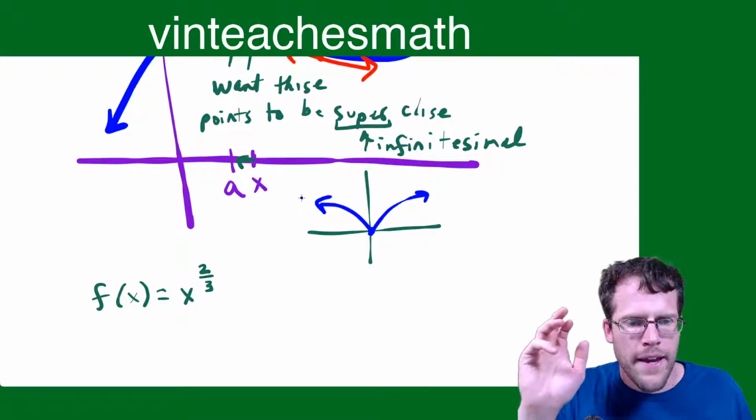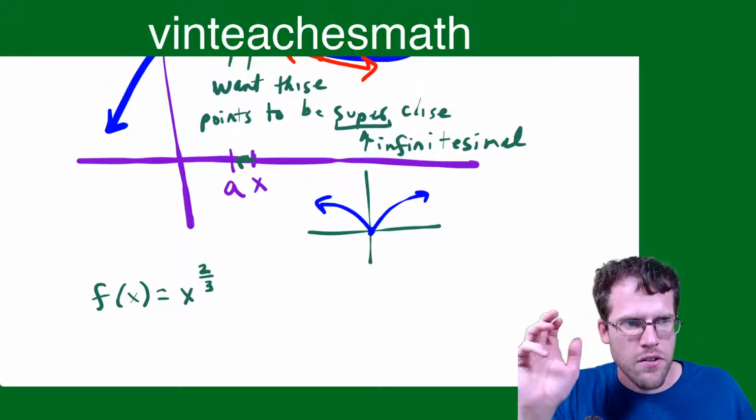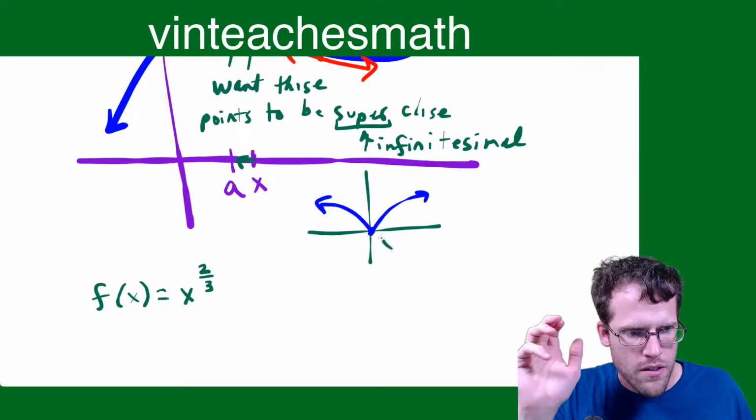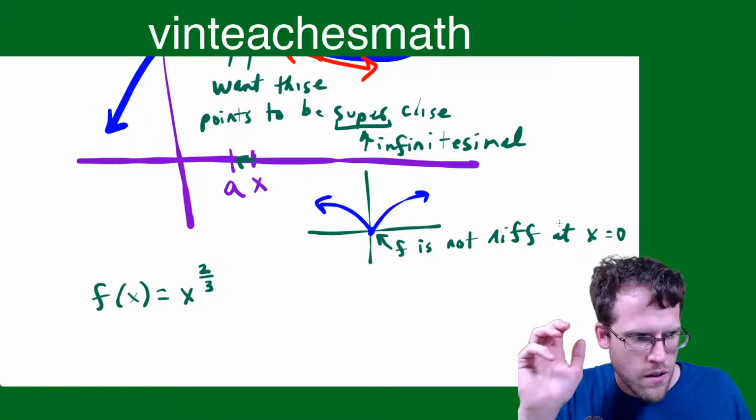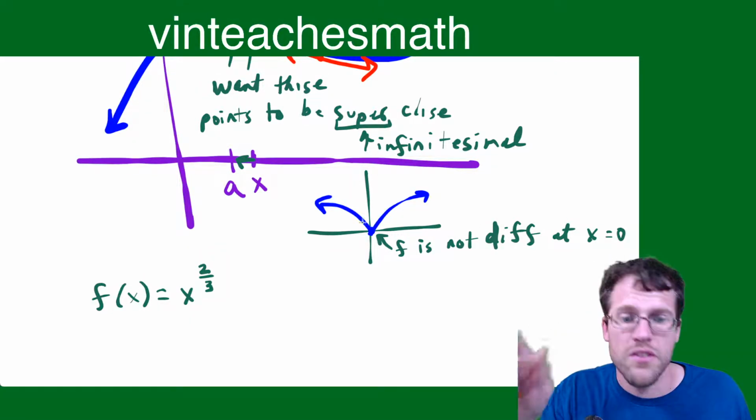You can see here the slope is not defined at 0. That's where the sharp turn is. So we'd say f is not differentiable at x equals 0. Third grade language, because there's a sharp turn there. So, sharp turn at 0.